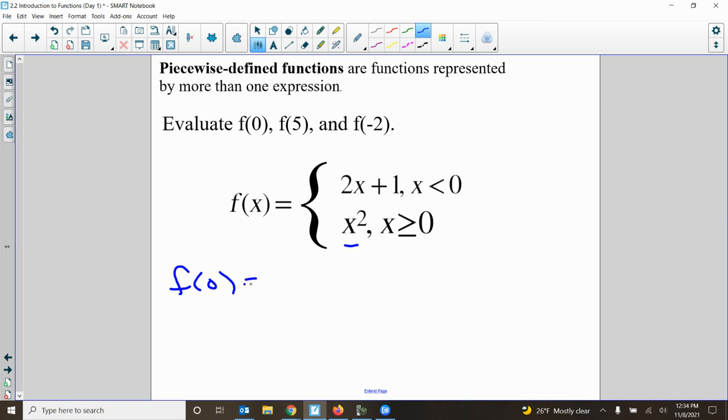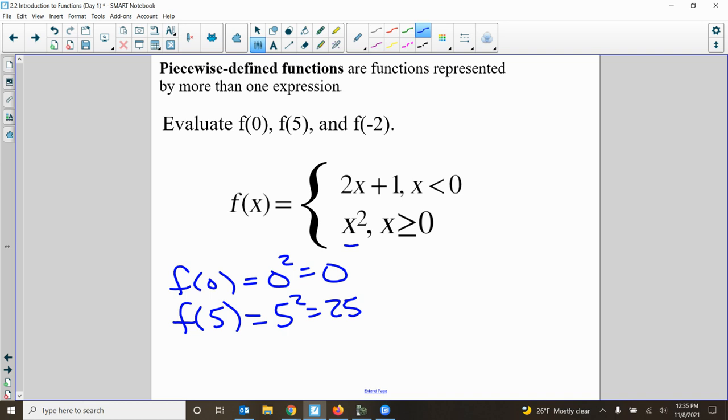It's going to be 0 squared. Notice we're following the bottom rule because the x is inside of that region. 0 is greater than or equal to 0, so you follow the bottom piecewise defined part. Whereas if I say f of 5, which one am I going to follow this time? Still the bottom one, right? Because 5 is greater than or equal to 0. So now f of 5 is going to be 25.